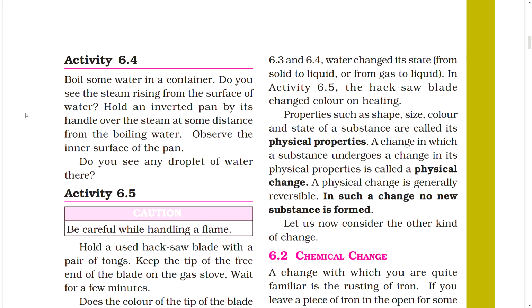Activity 6.4. Boil some water in a container. Do you see the steam rising from the surface of water? Hold an inverted pan by its handle over the steam at some distance from the boiling water. Observe the inner surface of the pan. Do you see any droplet of water there?